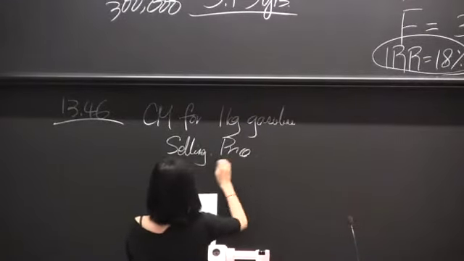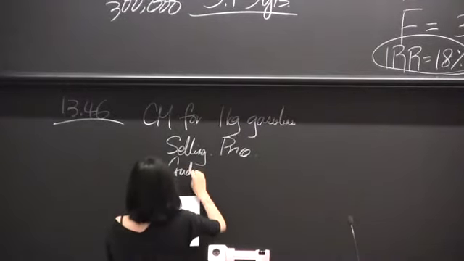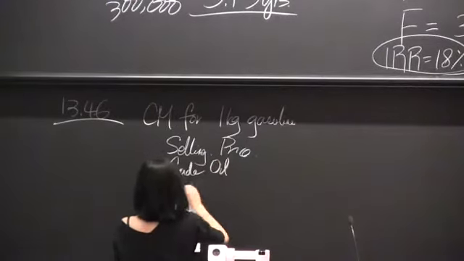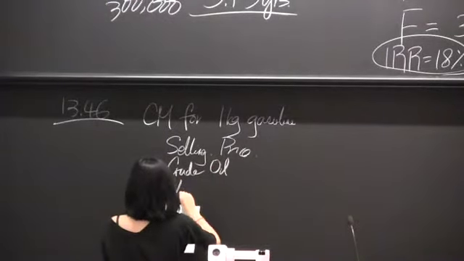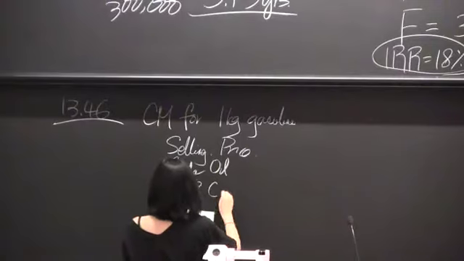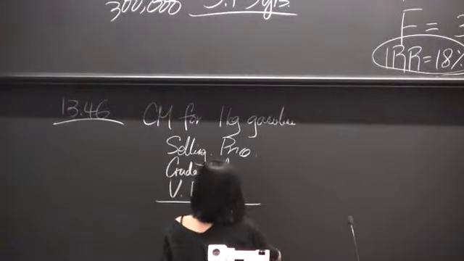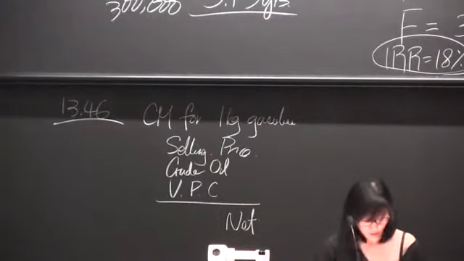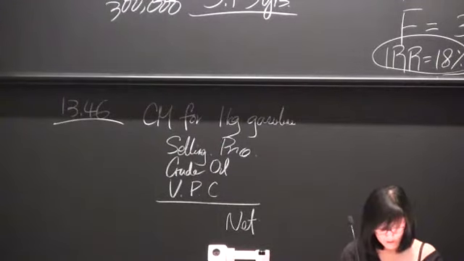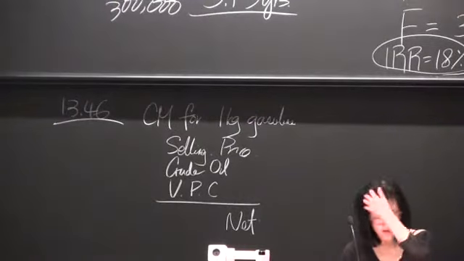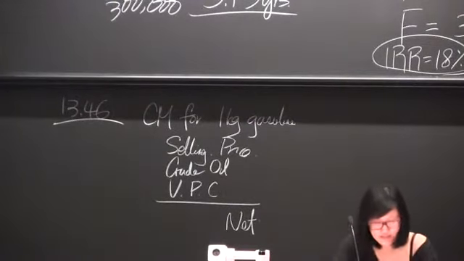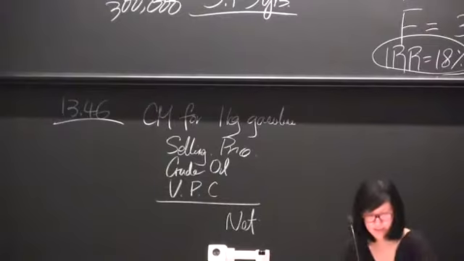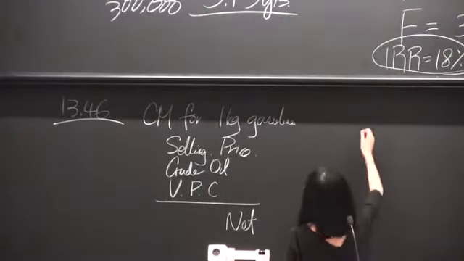Selling price, crude oil, variable production cost, which gives us the net. So if you look at the second part, it says oil can manufacture and then sell all the gasoline it produces. So the selling price is 16 cents per kilogram.